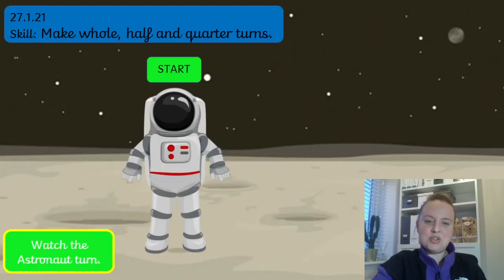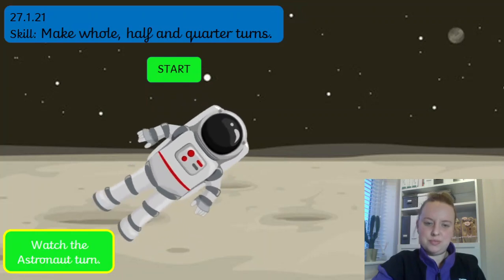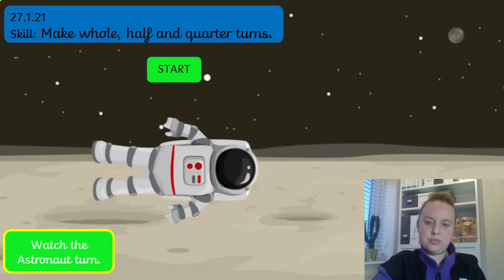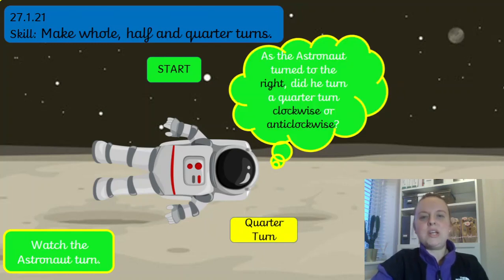Okay, watch the astronaut turn. Okay, so did the astronaut turn in a clockwise or an anti-clockwise direction? Did he turn to the left or to the right? He turned to the right, so he turned clockwise and he turned a quarter turn. Can you say that? A quarter turn to the right. So he turned a quarter turn clockwise.